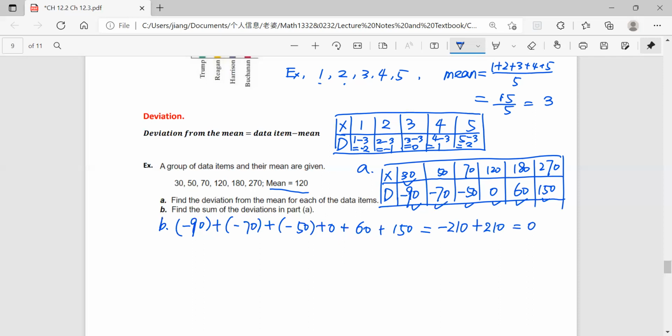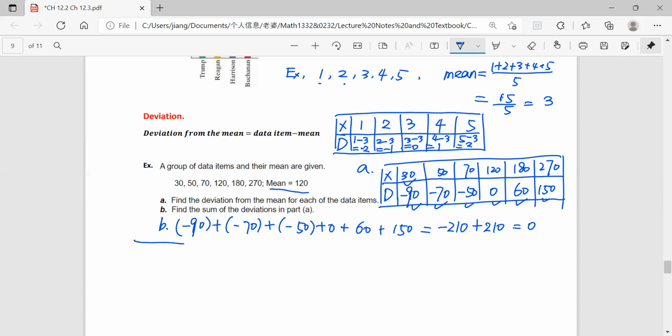So can I use deviation to say a data set is good or not? Maybe I say good means each data is close to the mean. I can't say that, because the sum of the deviations is 0. I can't use the deviation to say the data is close to the mean.